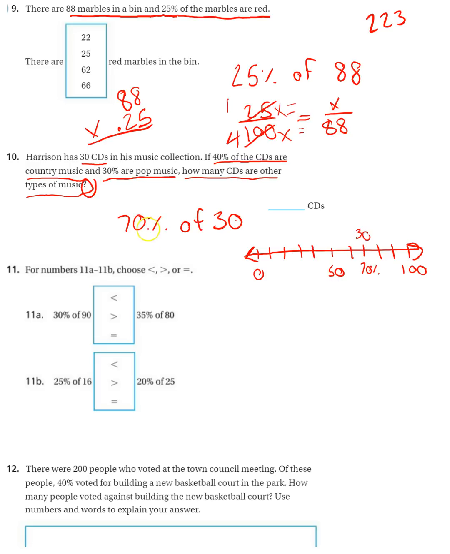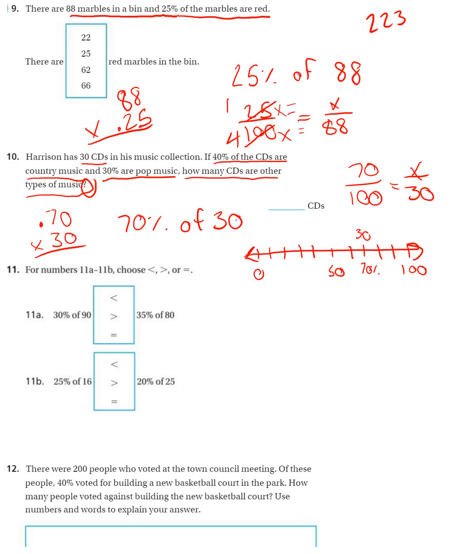You could change it to a decimal like we talked about on the last one, where we would change it to 0.70 and then multiply that by 30. That would be another way. We can set up equivalent ratios or equivalent fractions and solve it that way. So a lot of different ways we can solve it.